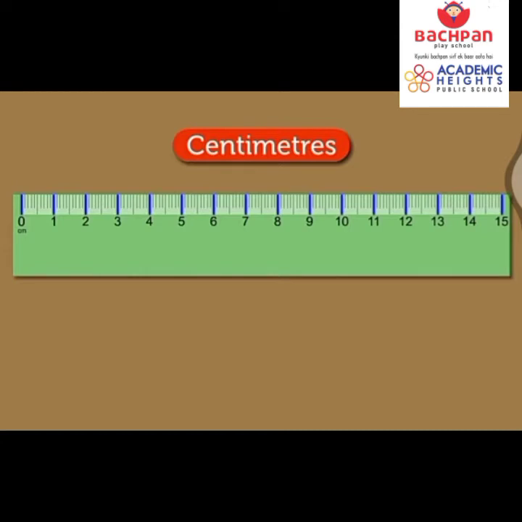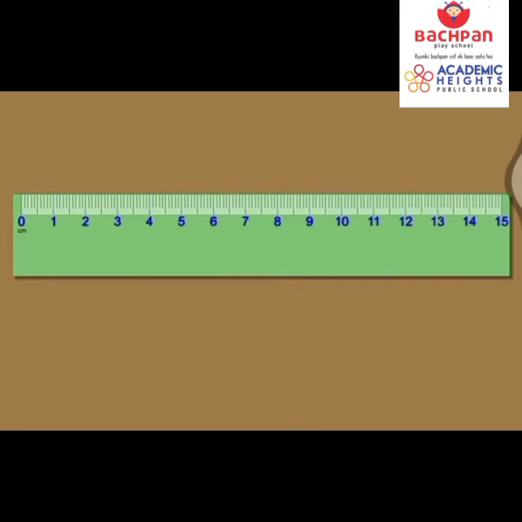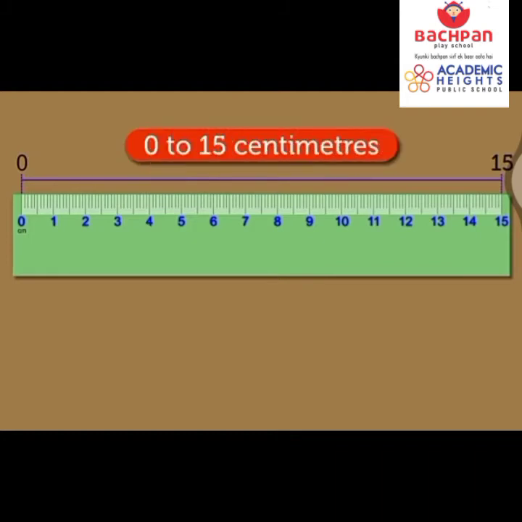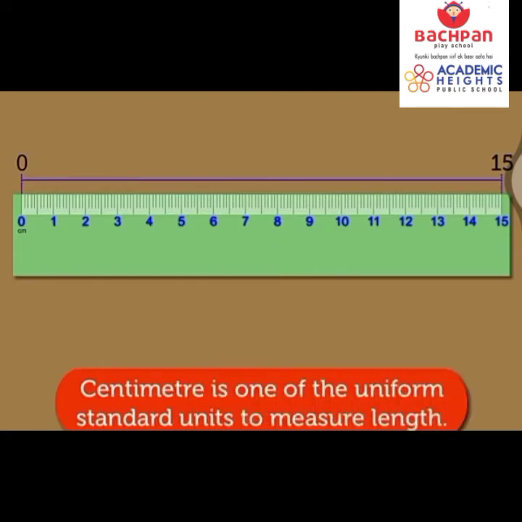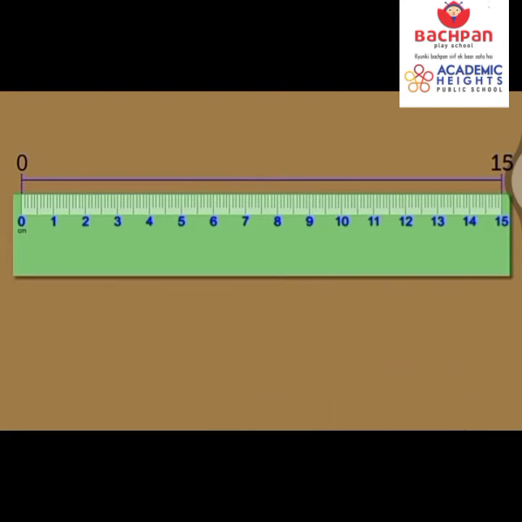You also take out your ruler and just try to check it out. If you look at the ruler, there are small divisions, and with the help of these divisions we can easily check out the length. How many centimeters are there? 0 to 15 centimeters. Now what is a centimeter? It is one of the uniform standard units to measure the length.